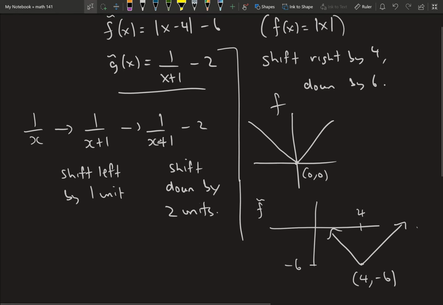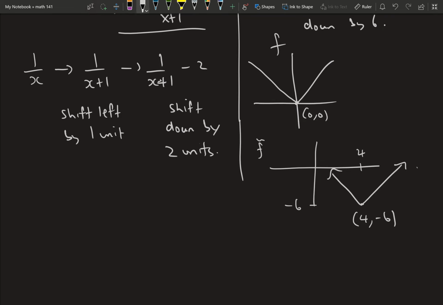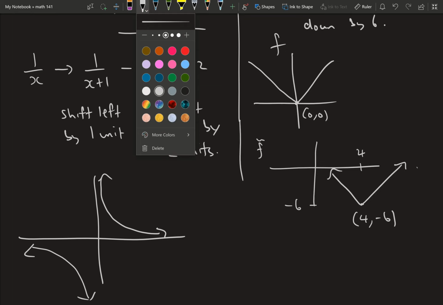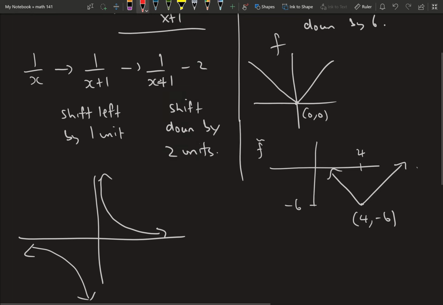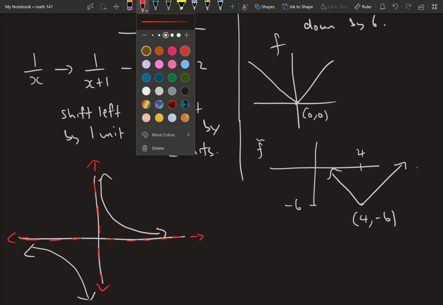And hence, what do we have? We have the following. Let's first draw the original 1 over x. Remember, this thing has those asymptotes. Let me do those with a different color here. We have the horizontal asymptote, which is our x-axis, the vertical asymptote, which is our y-axis, and then there's the graph itself.